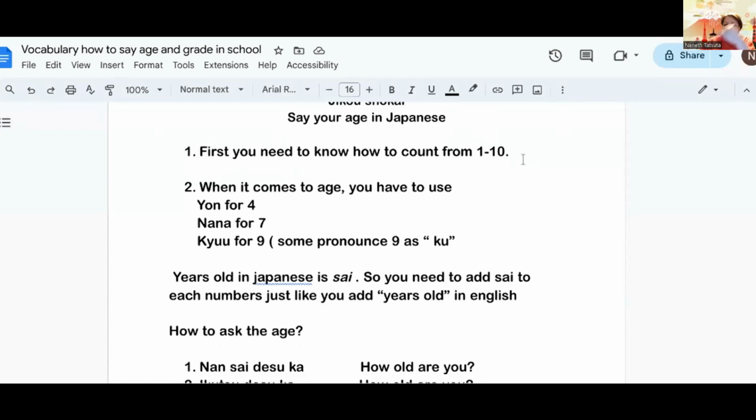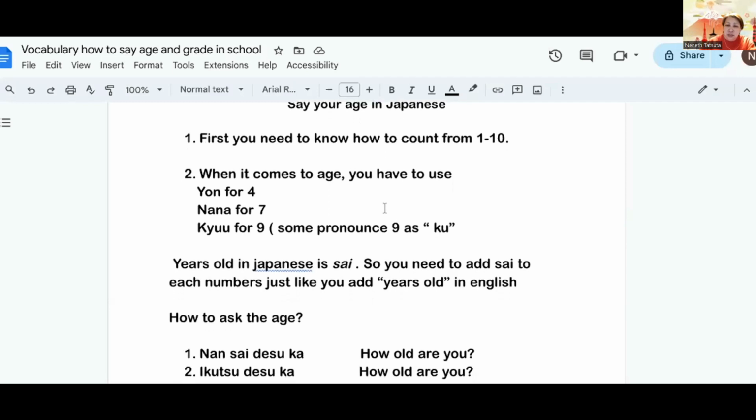Ichi, ni, san, yon or shi, go, roku, nana, hachi, kyu, ju. Okay, up to 10. But when you are saying your age, for the 4, you will not say shi sai. No, because I told you they don't like the word shi because it means death. It's not a good word or number for them.